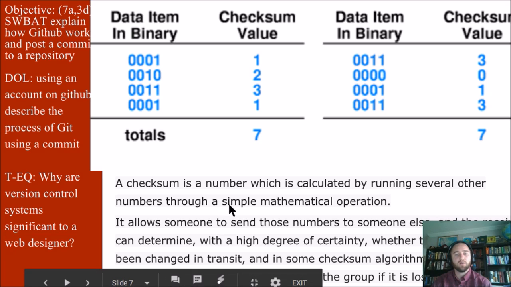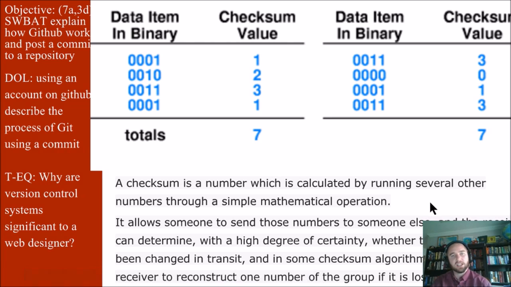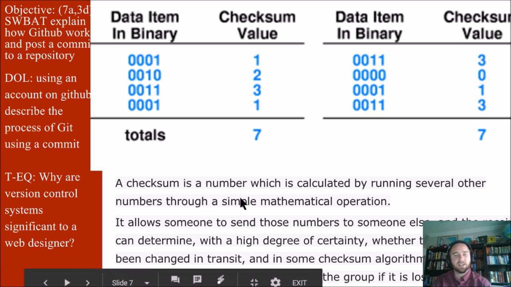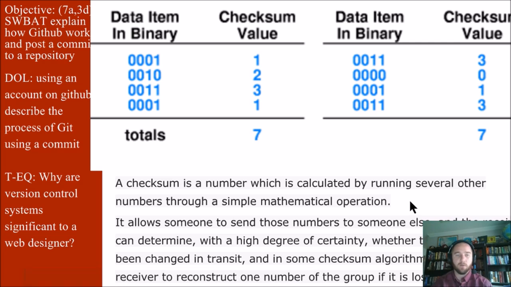So the way we check to make sure there's no redundancy in this, every little change has its own what's called checksum. And so a checksum, it says here, is a number which is calculated by running several other numbers through a mathematical operation, okay, for a check, right? And it allows someone to send these numbers to someone else, and the receiver can determine with a high degree of certainty whether those numbers have been changed in transit. And in some checksum algorithms, it can allow the receiver to reconstruct one number of the group if it is lost. So, I mean, this is just the concept of a checksum. Every change has a checksum.